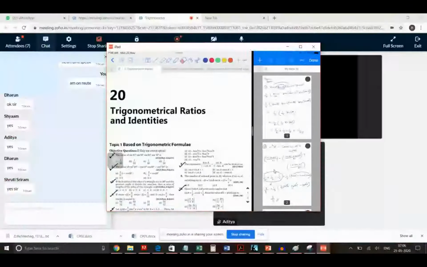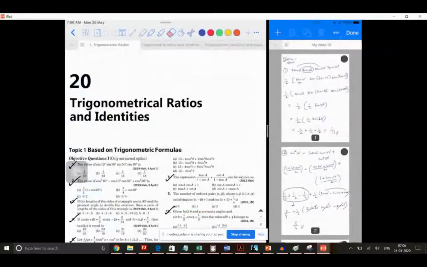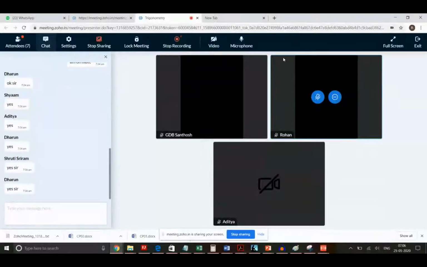Sharing my screen. Are you able to see my screen? Yes, sir. Okay, then we're good to start. So I've sent you a PDF, right? So you can have that.